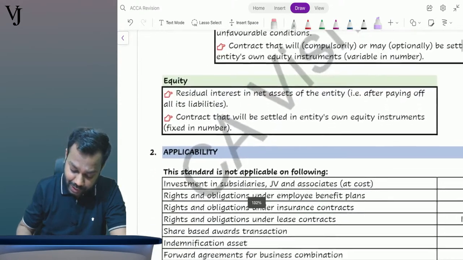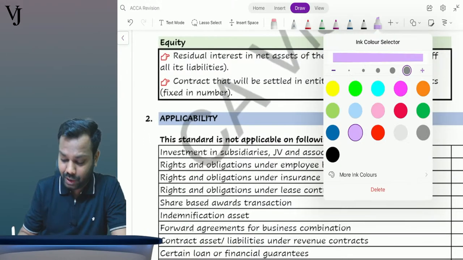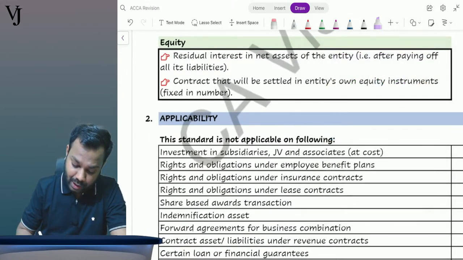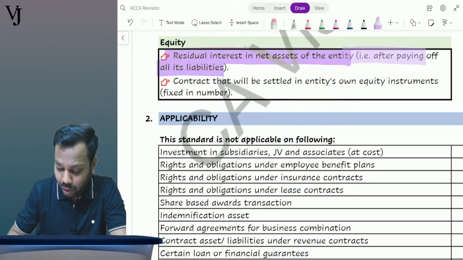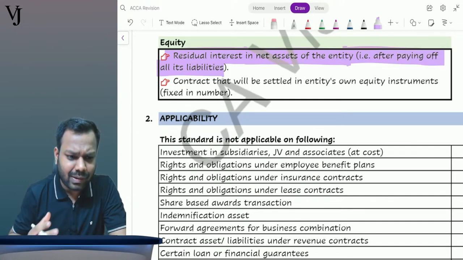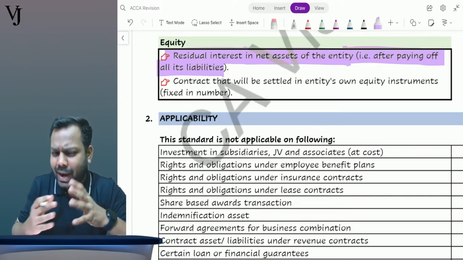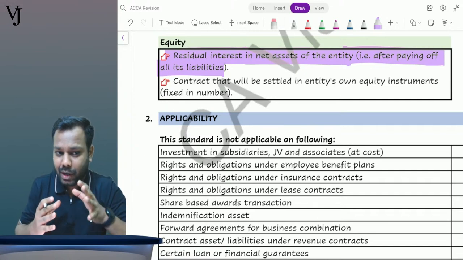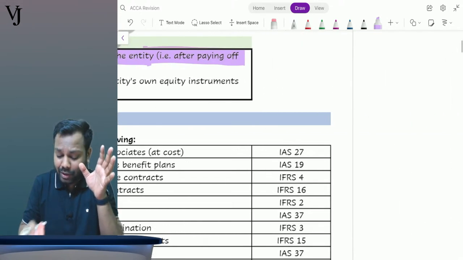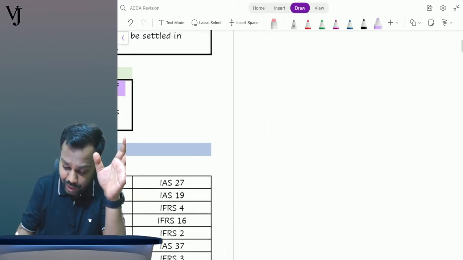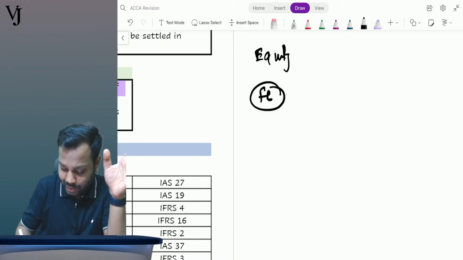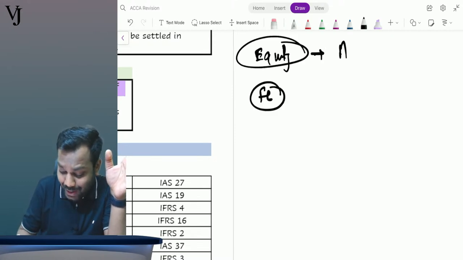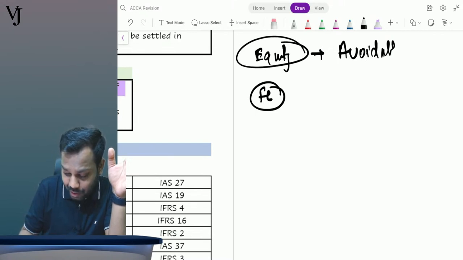Now, if you see the meaning of equity, equity means what? Residual interest in the net assets of the entity after paying off all its liabilities. Now, just after reading this definition, do you understand that I can avoid this payment? Now understand, that's the basic difference between equity and financial liability. Equity is avoidable and financial liability is unavoidable.